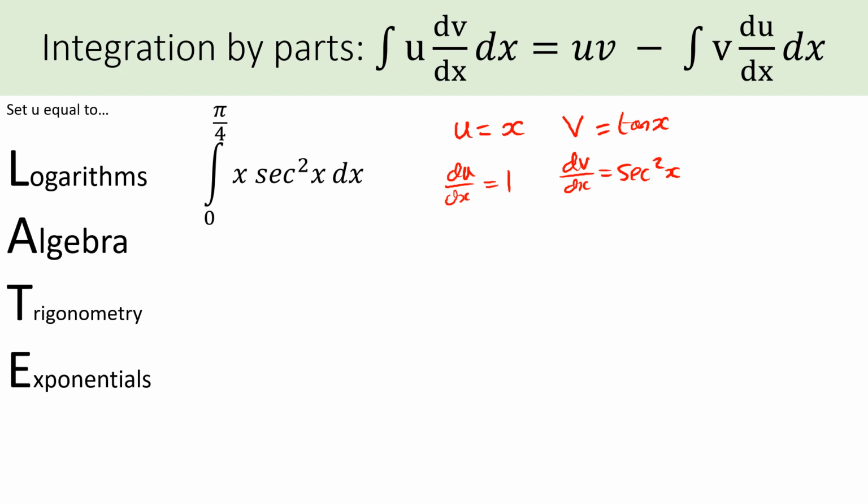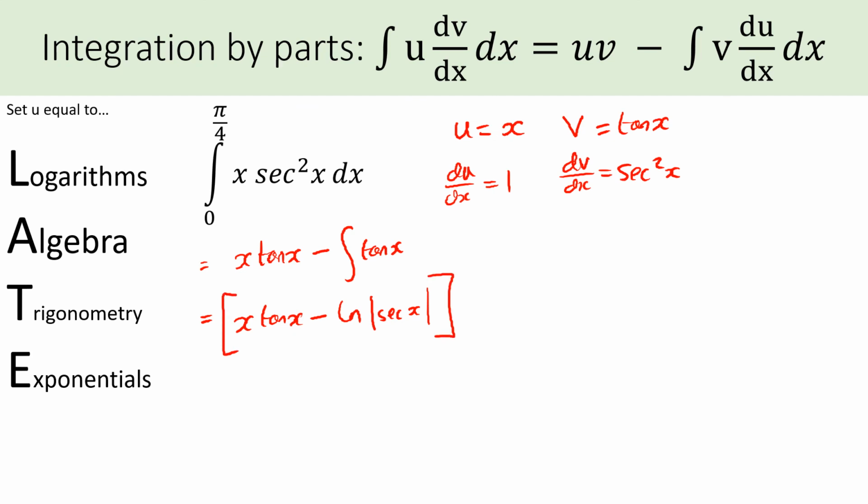So we put them into the formula, and we say that this is equal to uv, so it's equal to x tan x minus the integral of v du, minus the integral of 1 times tan x, so just tan x. But then we need to integrate tan x, and luckily tan x is given in the formula book, so we'll just use that. So this is equal to x tan x, take away ln of sec x. Normally we'd say plus c at this stage, but this is a definite integral, so we're just going to substitute pi over 4 and 0 into it.